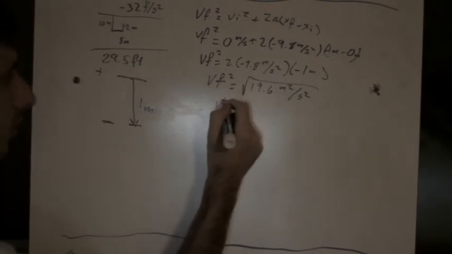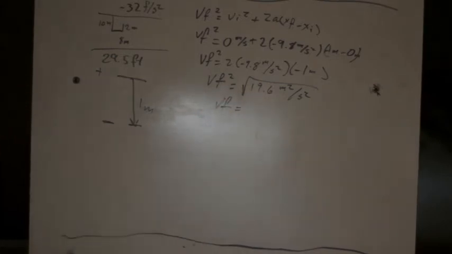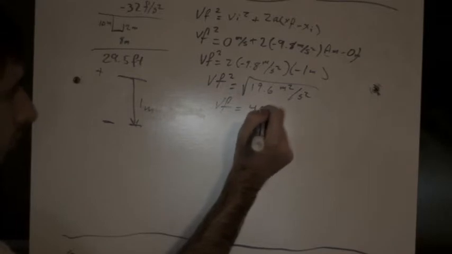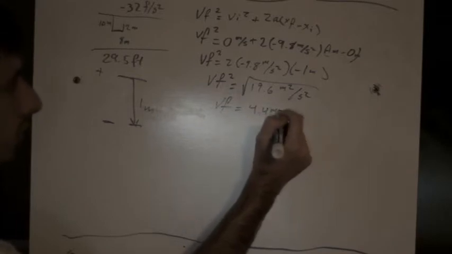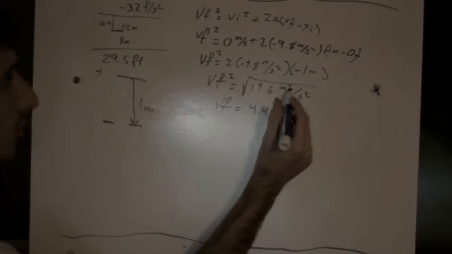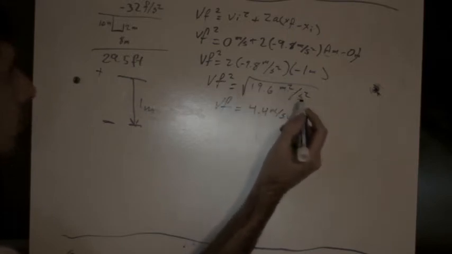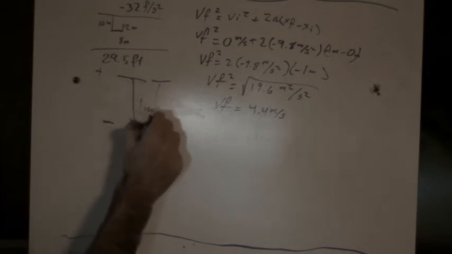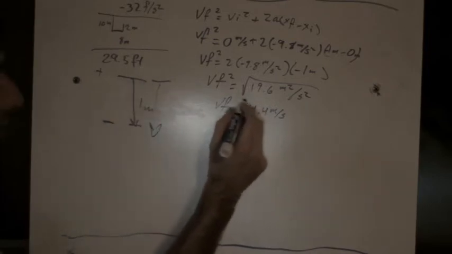So our final velocity is going to be equal to 4.4 meters per second, because the square root takes out the square, but we know that we're falling in the negative direction, so we're going to add back our negative sign there. I'm going to erase the board, keep this final number in mind. We're going to use this in the next part to calculate our time.